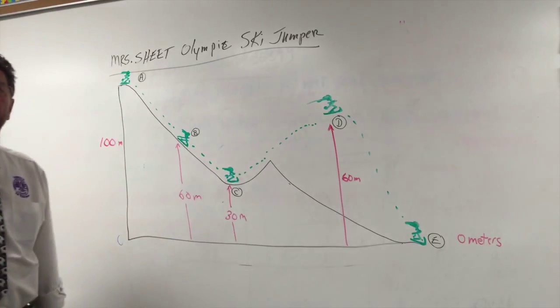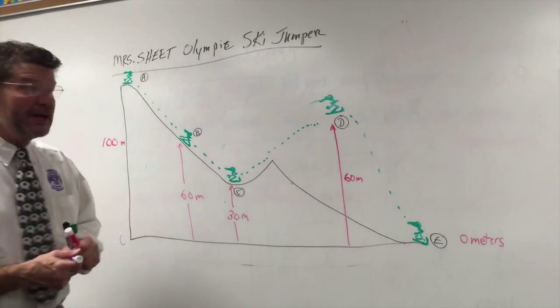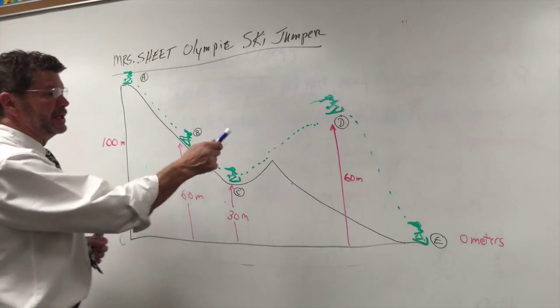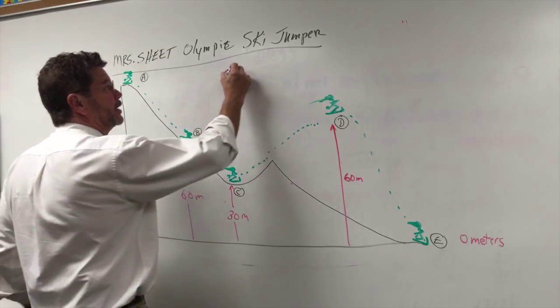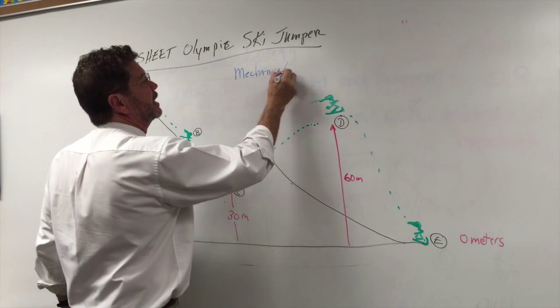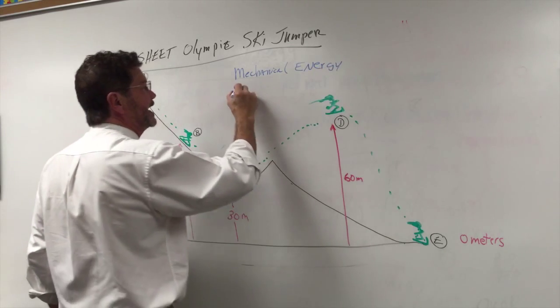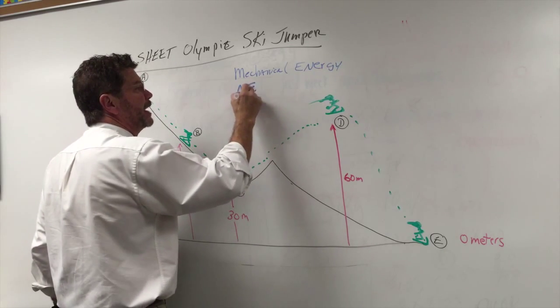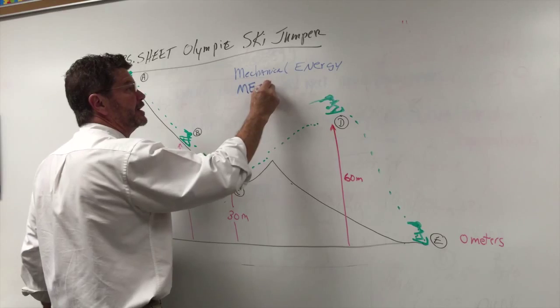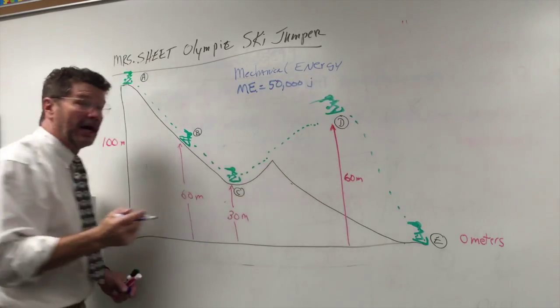Go ahead and get caught up. Okay, here's the one thing I want you to understand. Wherever we are, boys and girls, on A, B, C, D, or E, the mechanical energy is going to be equal to all of those. So that's the ME. And I can tell you right now, the mechanical energy on all of these is going to be 50,000 joules. All right?